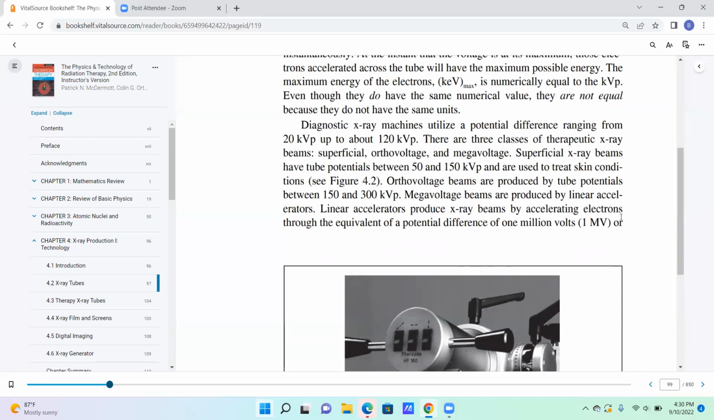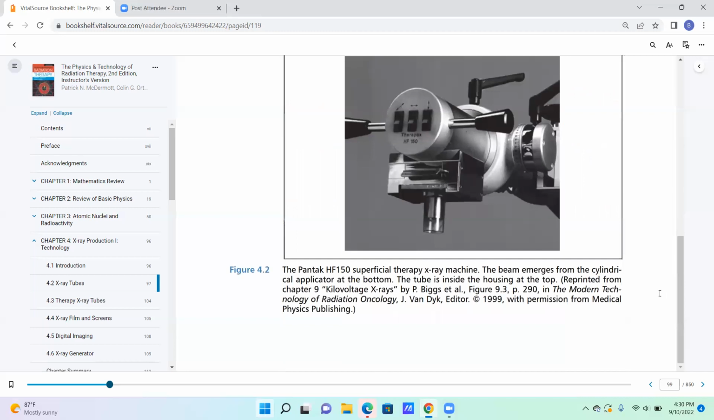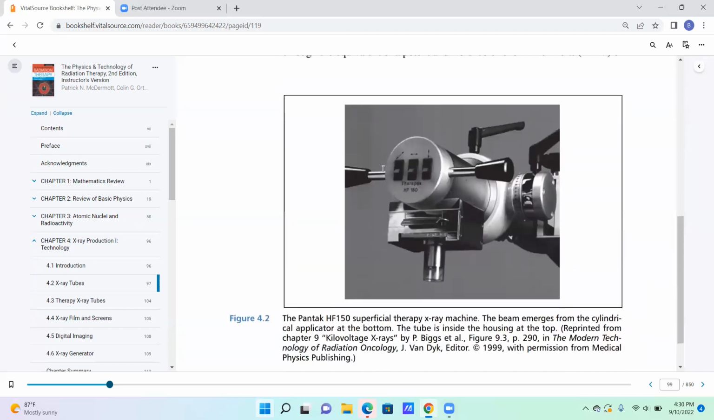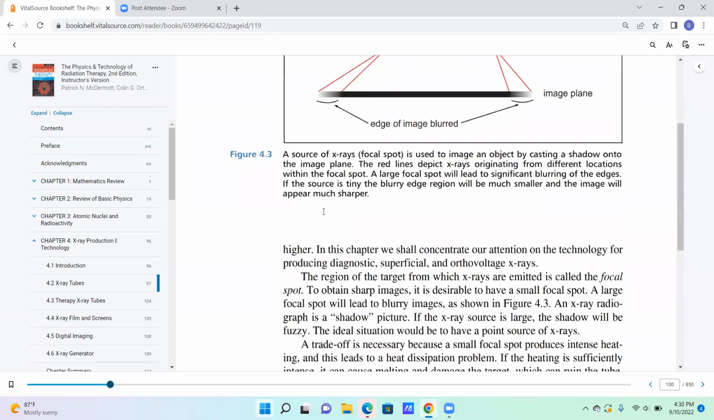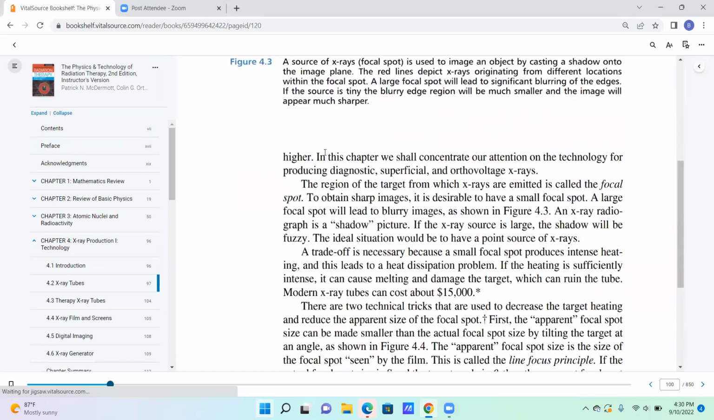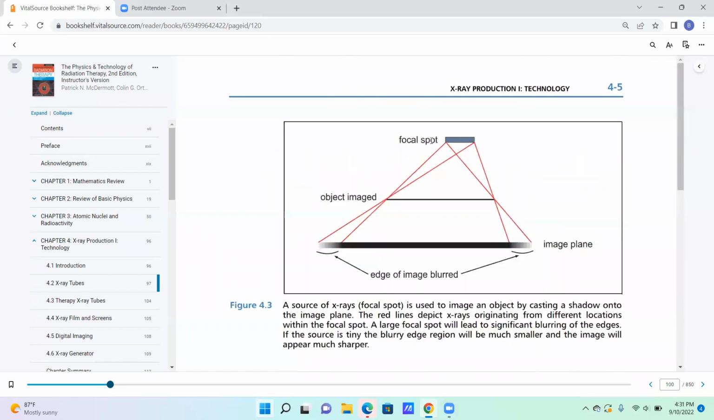Linear accelerators are going to produce X-ray beams by accelerating electrons through the equivalent of a potential difference of 1 million volts. This is a picture of a superficial therapy X-ray machine. And so in this chapter, we're going to concentrate our attention on the technology for producing diagnostic, superficial, and orthovoltage beams. We'll get to the other later on.